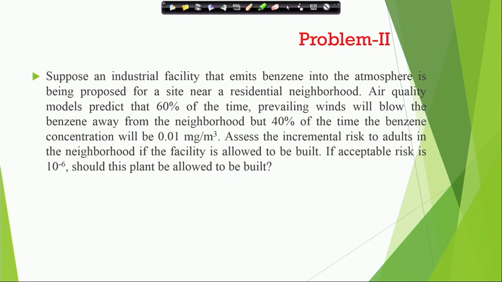So, please do that. In terms of this second problem, what we have to calculate is, based on this incremental risk which is going to happen to the neighborhood, is it acceptable, so that we should allow this plant to be built? What is your thought based on the data? You need to first collect the data and try to find out whether it's the RfD value or slope factor, and how it compares with the slope factor or RfD. Is it a higher concentration than that or a lower concentration than that?